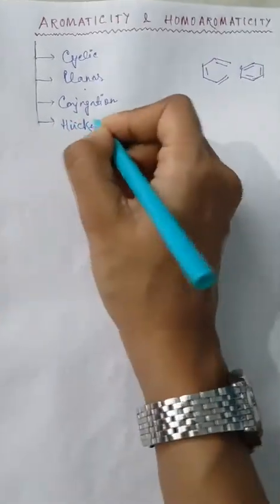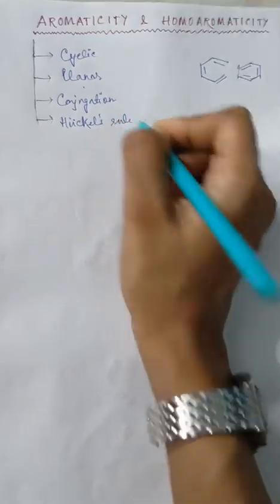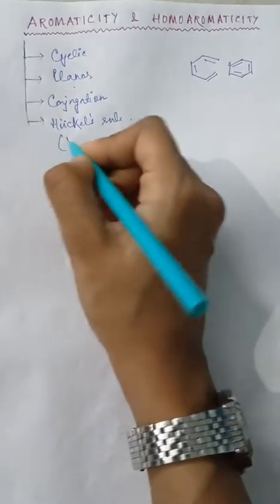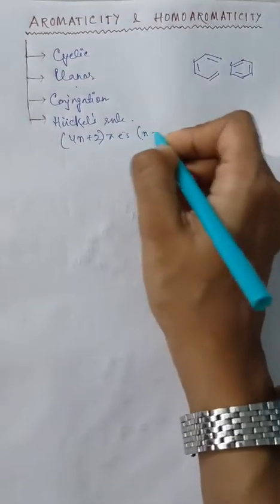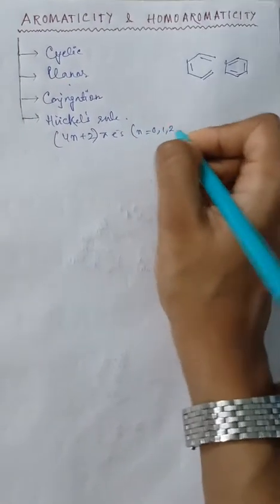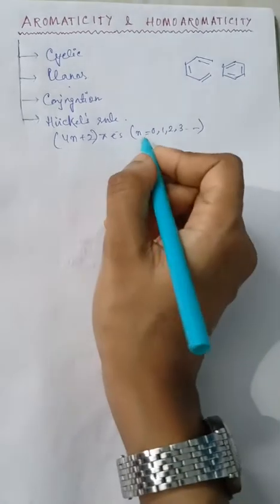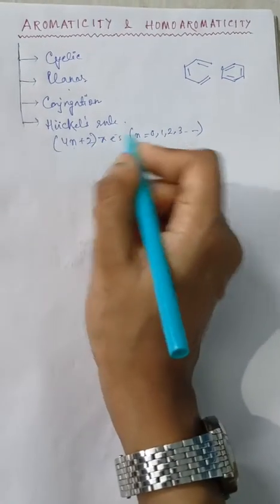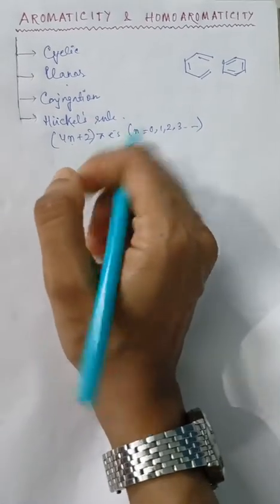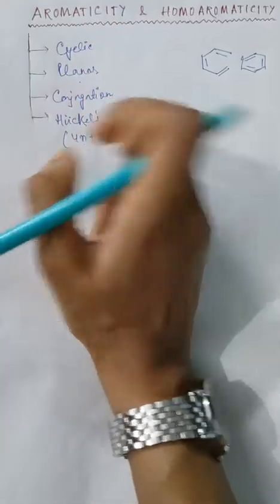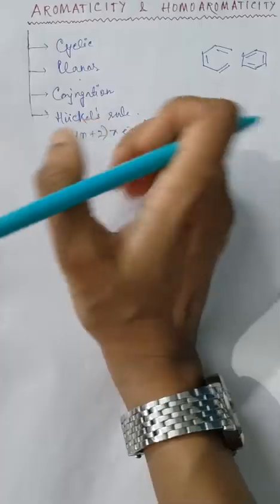Now what does this rule say? This is actually 4n plus 2 pi electrons, where n can be 0, 1, 2, 3 and so on. When n is 0, then 2 pi electrons, and when n is 1, then 6 pi electrons, and so on. So when these four conditions are satisfied, only then a compound becomes aromatic.